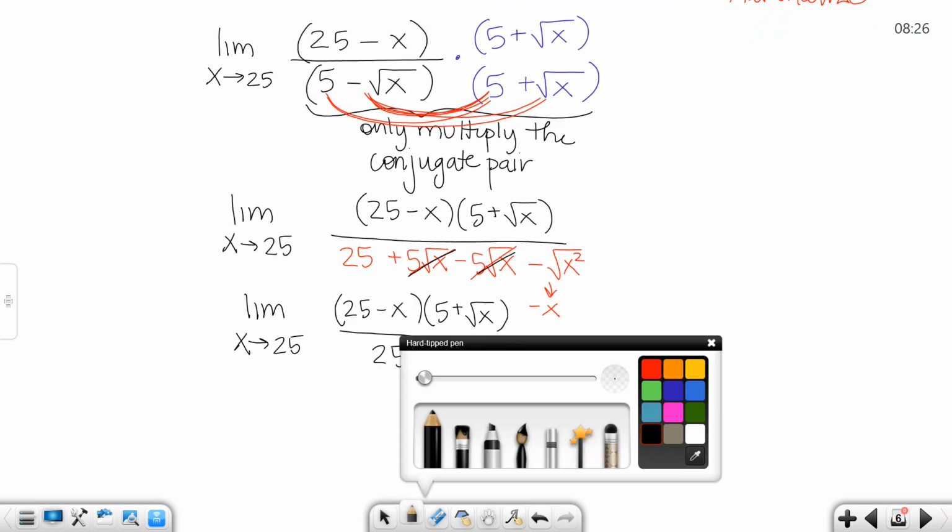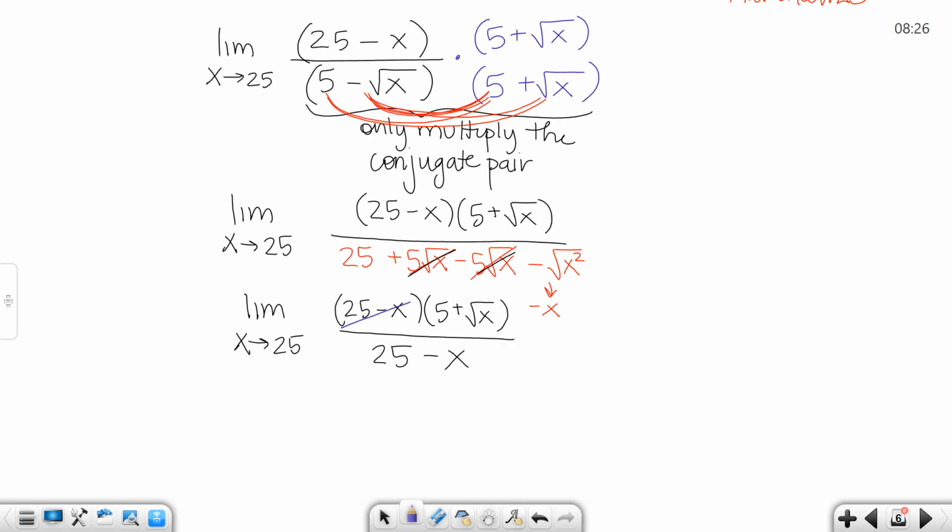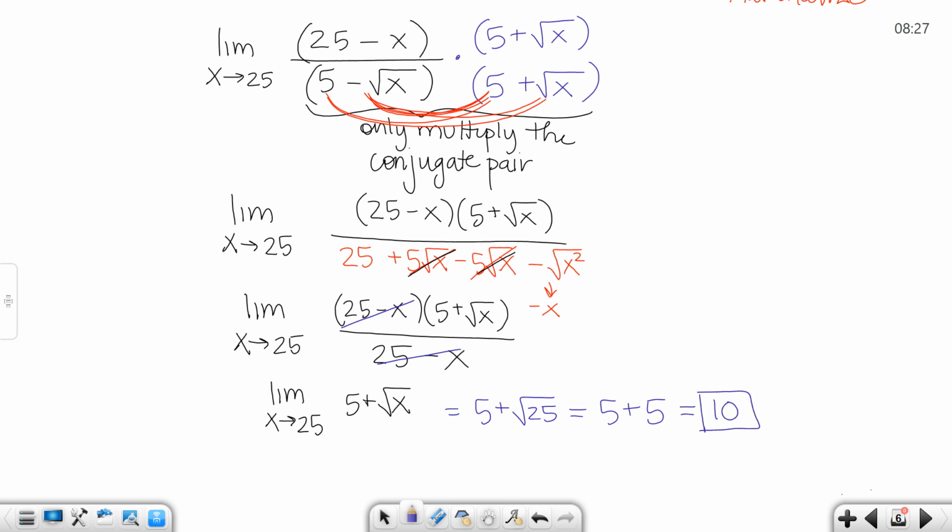Now remember, I kept them factored for a reason. A 25 minus x in the top and a 25 minus x on the bottom cancel out. So that gives me the limit as x goes to 25 of 5 plus the square root of x. That's what's left over. So when I plug that in, I'm going to get 5 plus the square root of 25, which is 5. And 5 plus 5 is 10. That's how it would work.